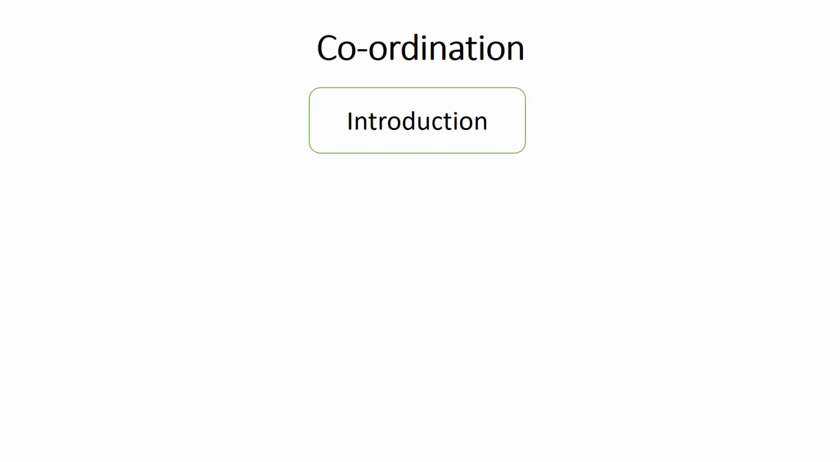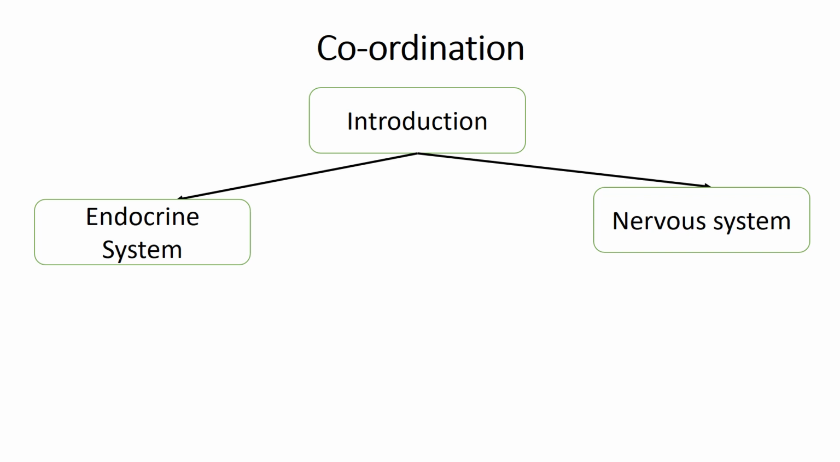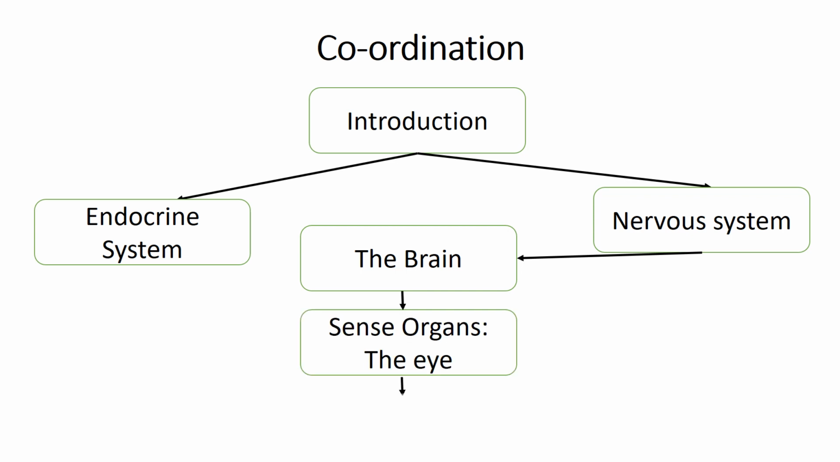So we have looked at the introduction and also the endocrine system. In this video, we're going to take a look at the nervous system. Then in the videos after this one, we're going to take a look at the brain, the sense organ, the eye, and the sense organ, the ear. So I've looked at the endocrine system.